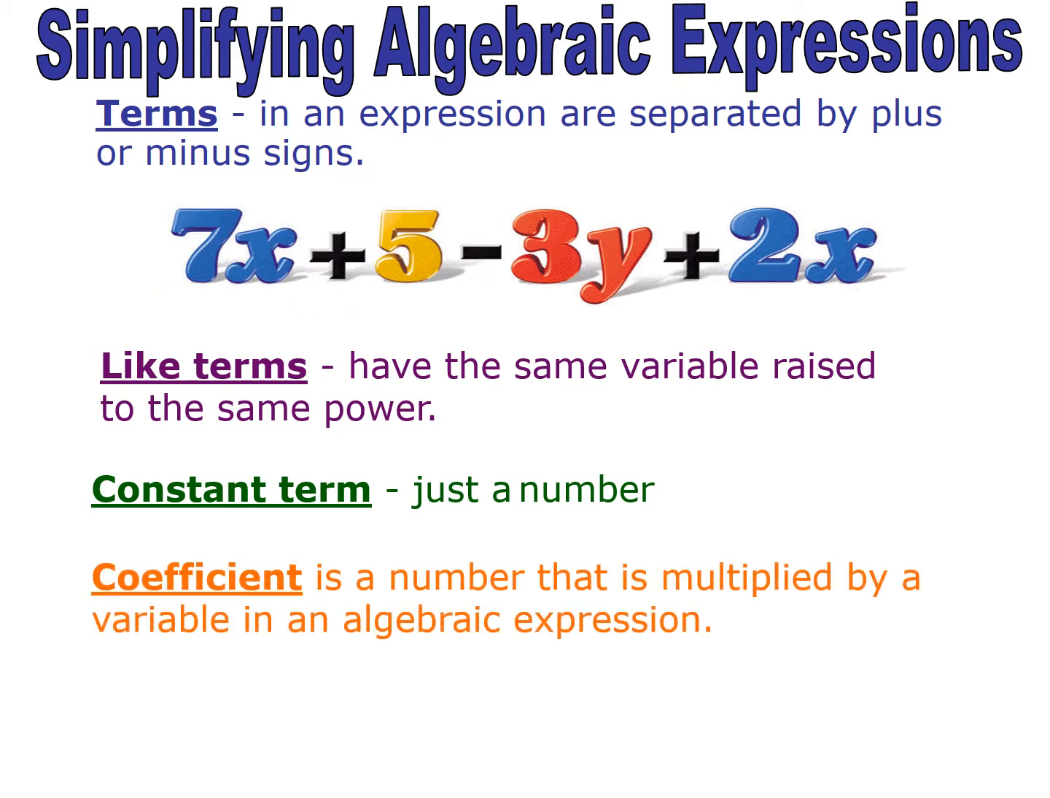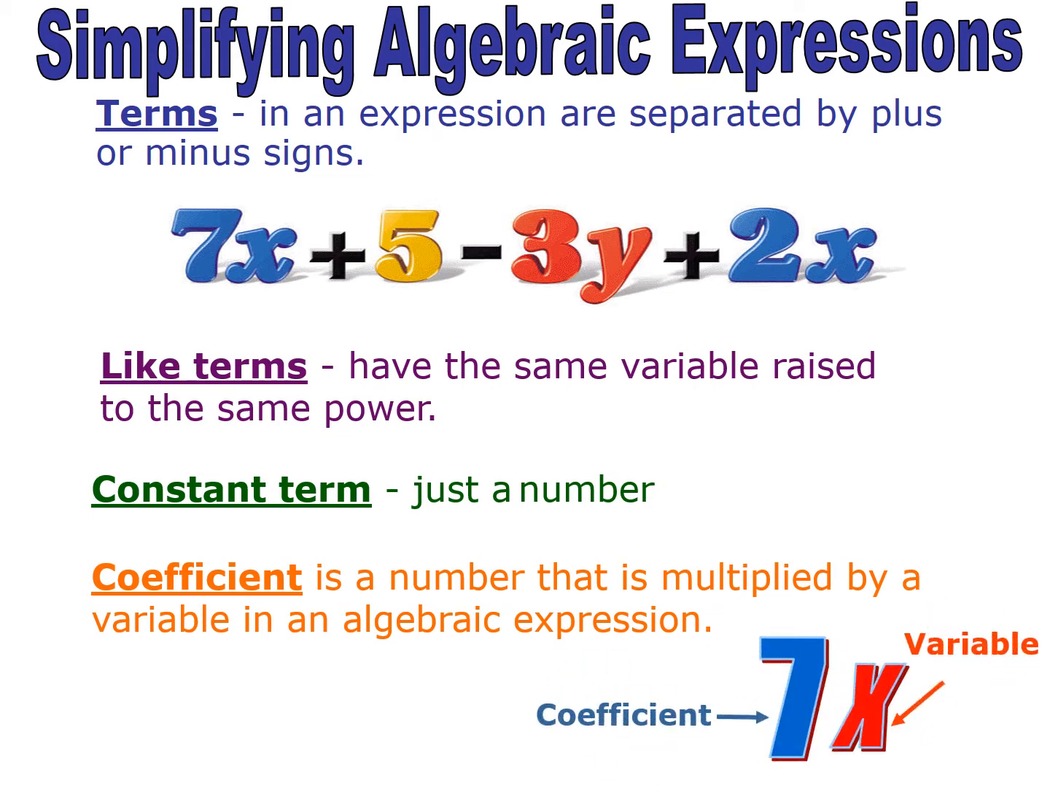When we talk about the word coefficient, a coefficient is the number that is being multiplied by the variable. So in an algebraic expression, the coefficient will be a number that is attached to the variable. So in this example here, my coefficient is 7 because it's attached to the variable x. So the coefficient is the number attached to the variable.